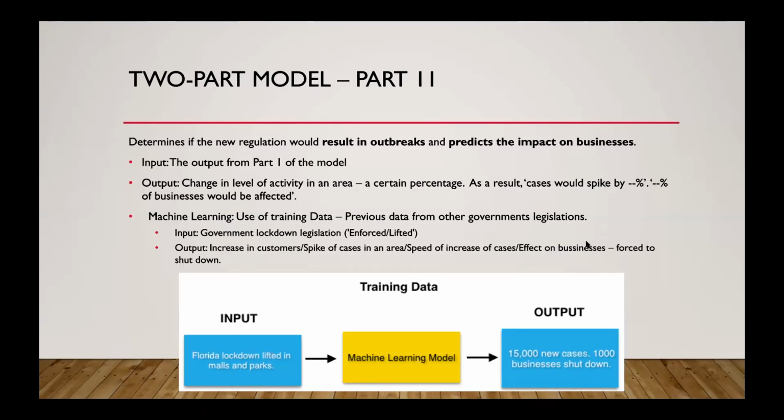Now, this will use machine learning, so we need data to train the model. And the data used for training will come from the results of previous government legislations. So for example, to train the data, as we can see in the example below, the input would be that a place like Florida lifted lockdowns in malls and parks. And the output would be 15,000 new cases in a week and 1,000 businesses shut down. That sort of training data would be used to train the model.